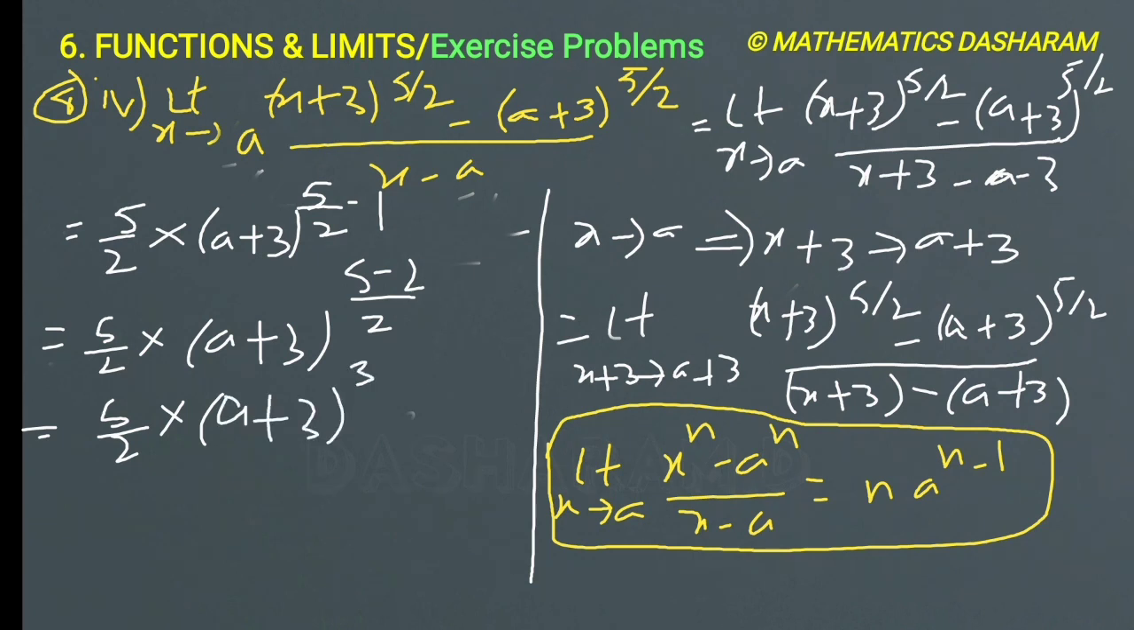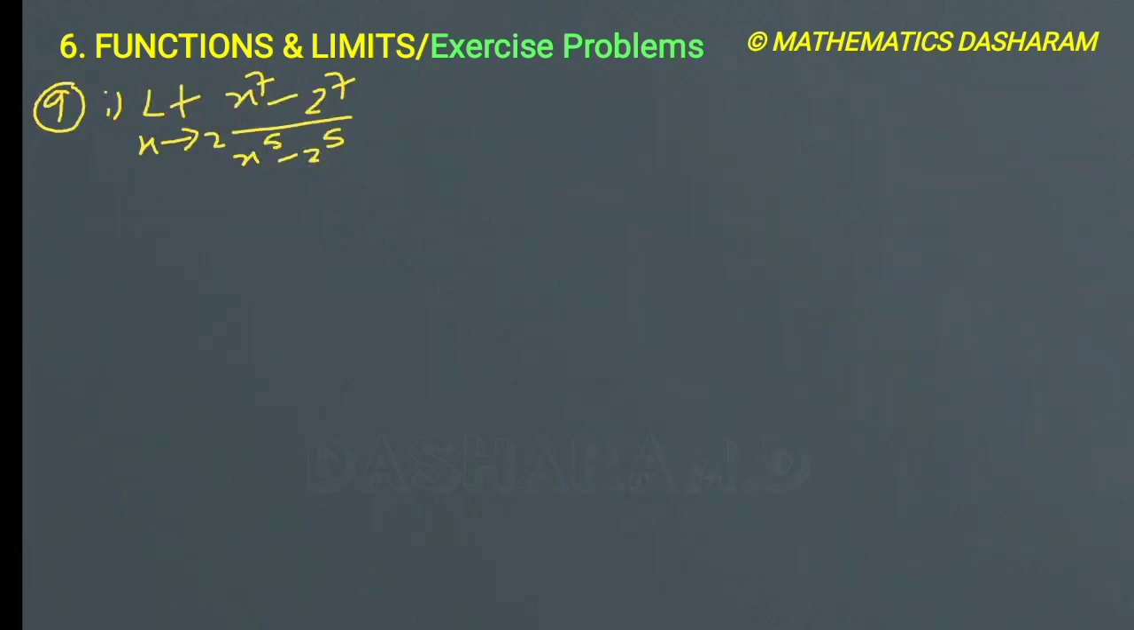5 minus 2 is 3 by 2. So this is our required answer. Next, 9th bit first problem.